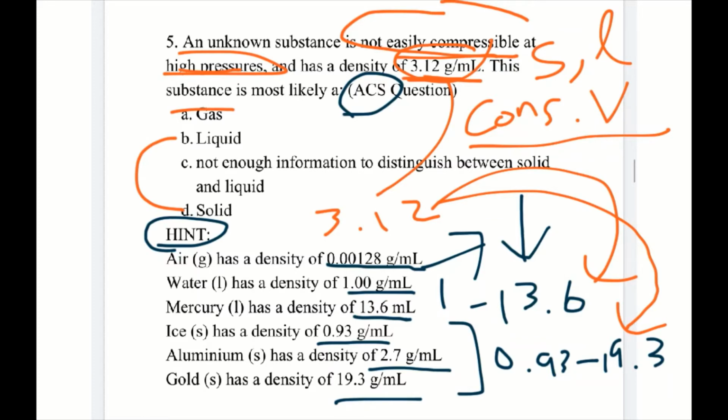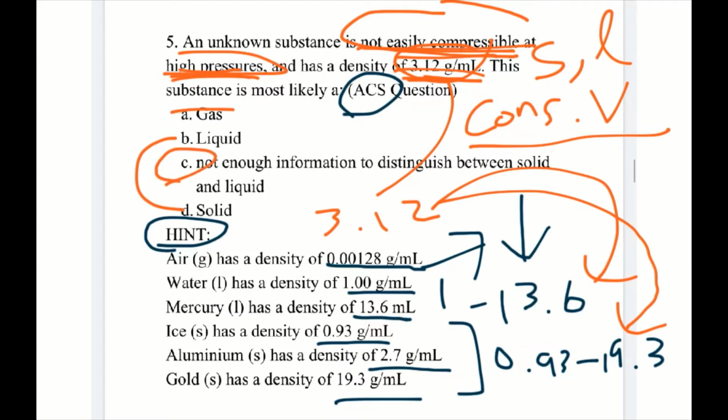So does this fit the description of not easily compressible at high pressures? So yeah, both solids and liquids are not easily compressible at high pressures because they like to have their volume kept constant. So therefore, both of these descriptions are not sufficient enough for us to differentiate between liquid and solid. So therefore, C is our answer.